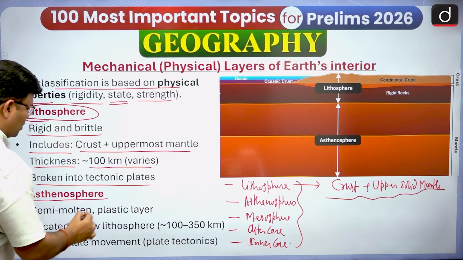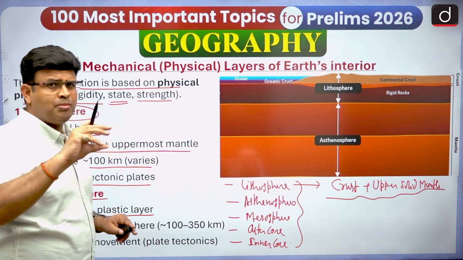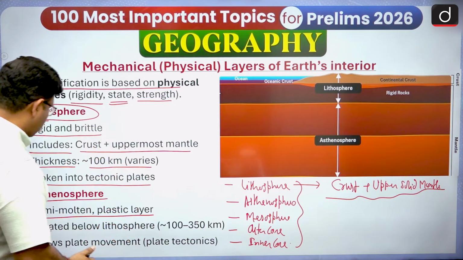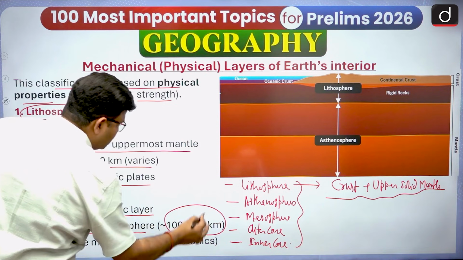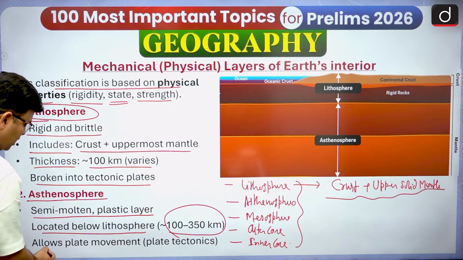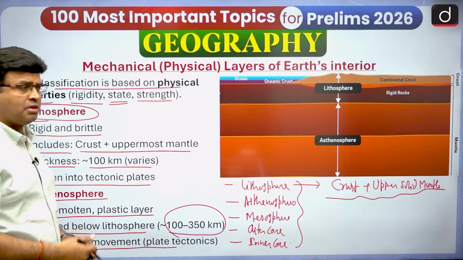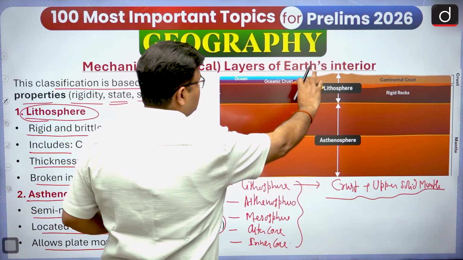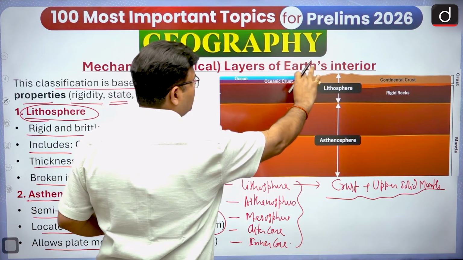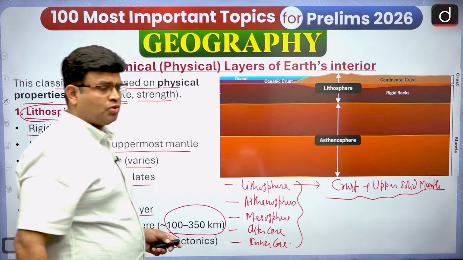Now, if I am talking about the asthenosphere, it is semi-molten and plastic. It is considered a semi-molten, plastic type of layer. It is located just below the lithosphere, and it can go up to 350 kilometer depth. It allows plate movement, meaning plates are floating over this. Is it okay? This is the asthenosphere here. Till this, it is your lithosphere, crust plus upper solid mantle, and this is your asthenosphere.